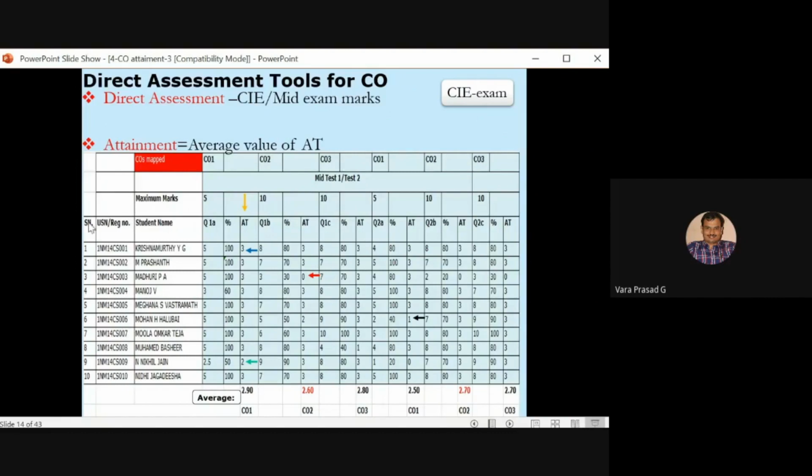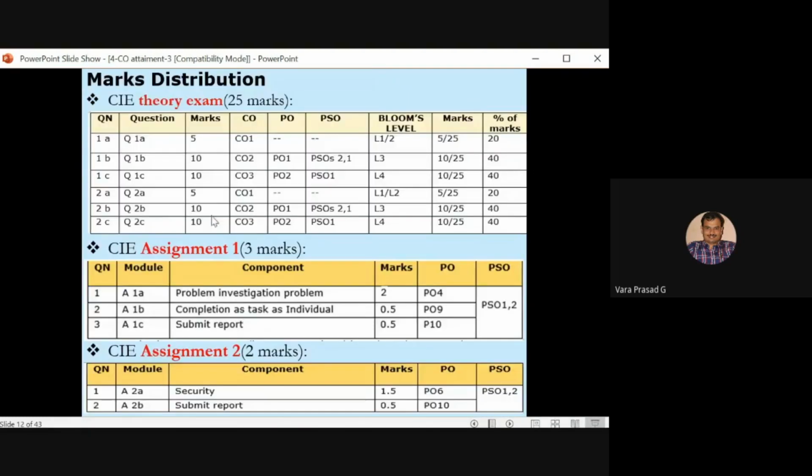Now I'm taking the serial number, student names and CO here. I will go through a small example. In previous slides, I already told that for question 1A, the mark is 5 marks. Which CO? Question 1B is 10 marks, and question 1C is 10 marks, which is CO3.